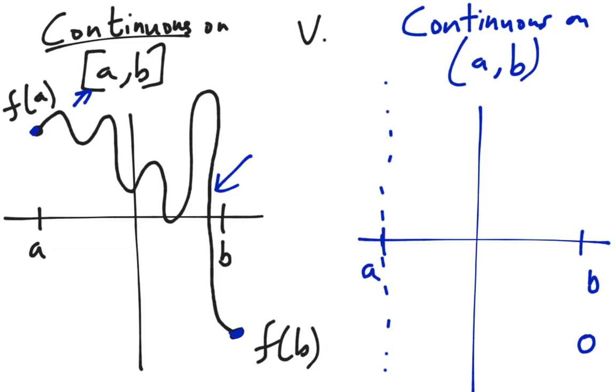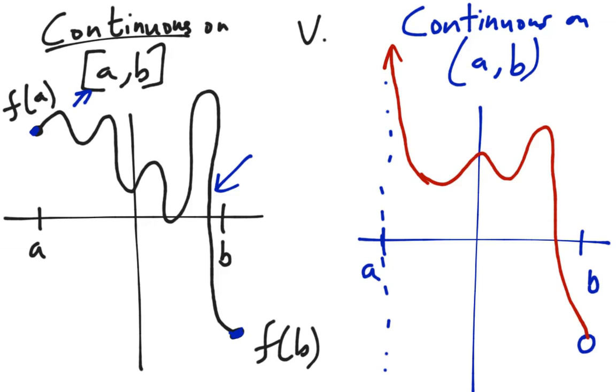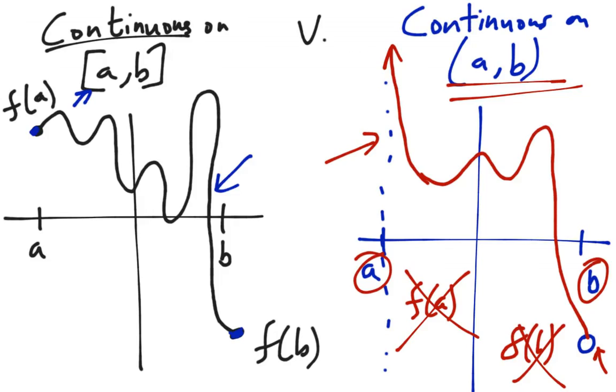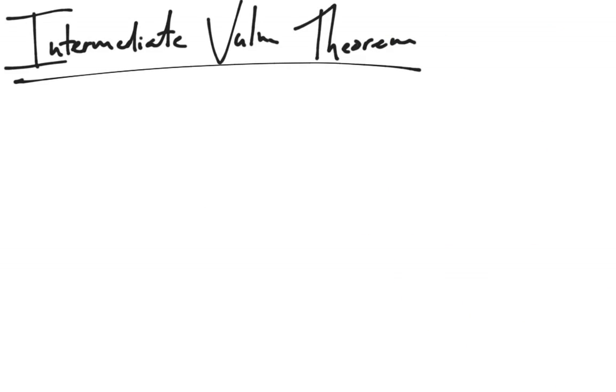And now the function could do something strange, like go up to positive infinity, and then sort of wobble around, and then come to this hole. But notice that a and b are not in the domain of this function, because a is an asymptote and b is a hole, and so f of a and f of b are not defined. So that's how you can get continuity on an open interval, is basically whenever you have an asymptote or a hole.